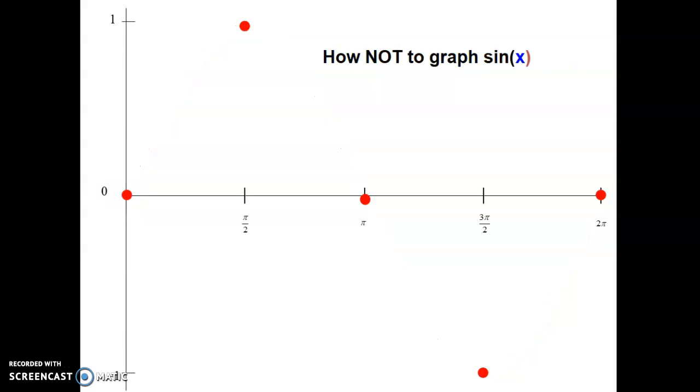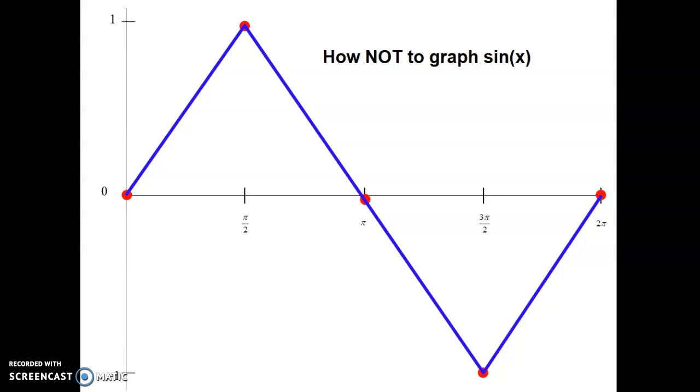All right. This is how not to graph the sine function. It is not a mountain and a valley that you would draw on a map, with pointed peaks. So please don't do this.